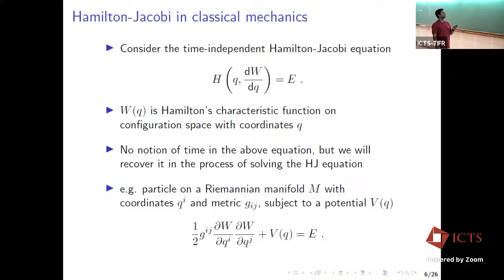This W is called Hamilton's characteristic function, and this is a function on the configuration space, which has coordinates q. At this stage, this number E is just a parameter, which will be identified with the energy of the system once we come to the final solution. So as we can see, there is no notion of time. All the derivatives are with respect to some coordinates on the configuration space, but we will recover it in the process of solving this equation. And for a concrete example, we take a particle on a Riemannian manifold M with coordinates qi and metric gij, subject to a potential function V of q. And this Hamilton-Jacobi equation turns out to be this, where this is the inverse metric.